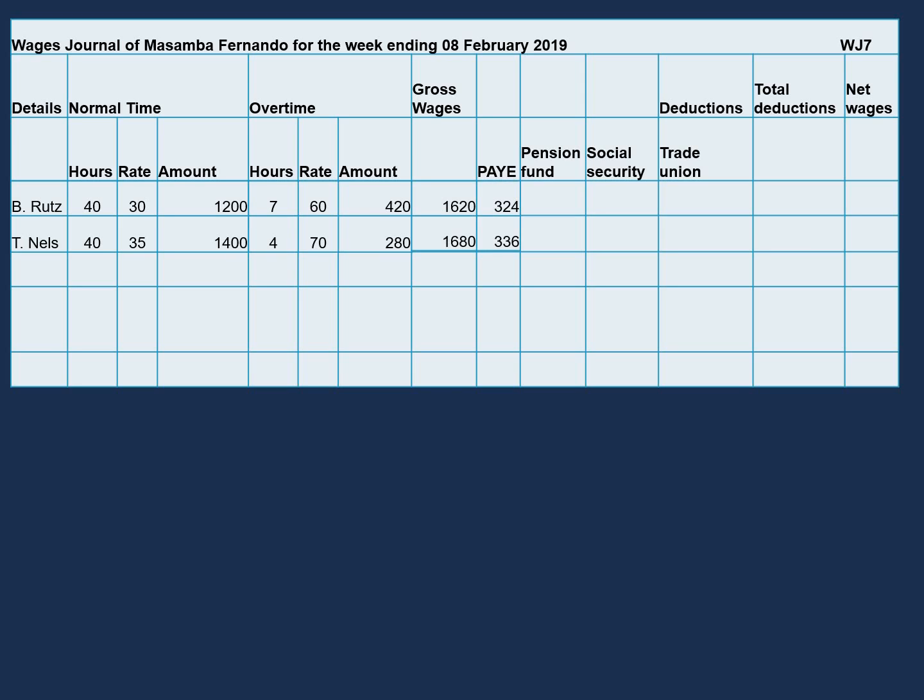There we go. Before we go to our pension fund, let's do our Social Security first, because that one is straightforward. Social Security is $60 per employee. So let's go ahead and enter that in. There we go.